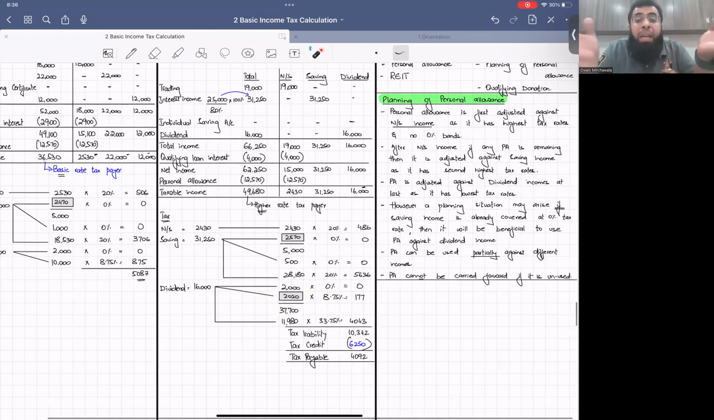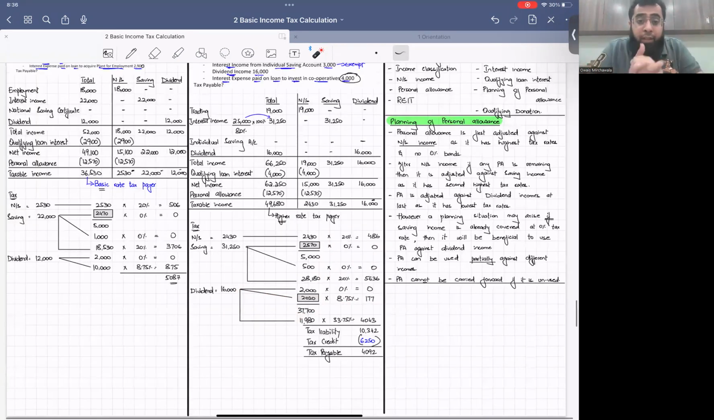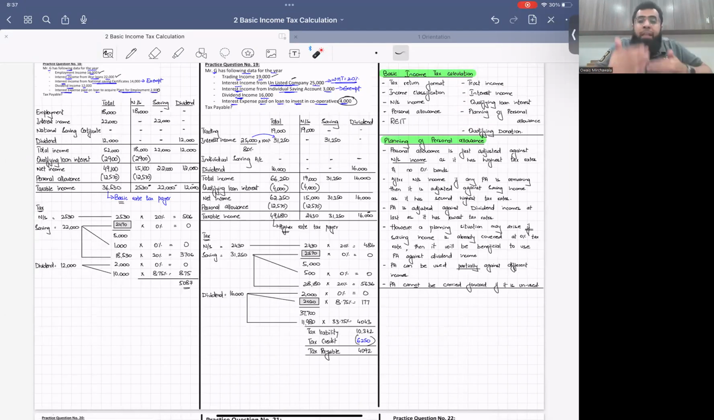So if you look at it, we haven't done anything difficult till here. It's just repeat, repeat, repeat. We just added one additional line adjustment, and that is qualifying loan interest expense, which is deductible from total income.